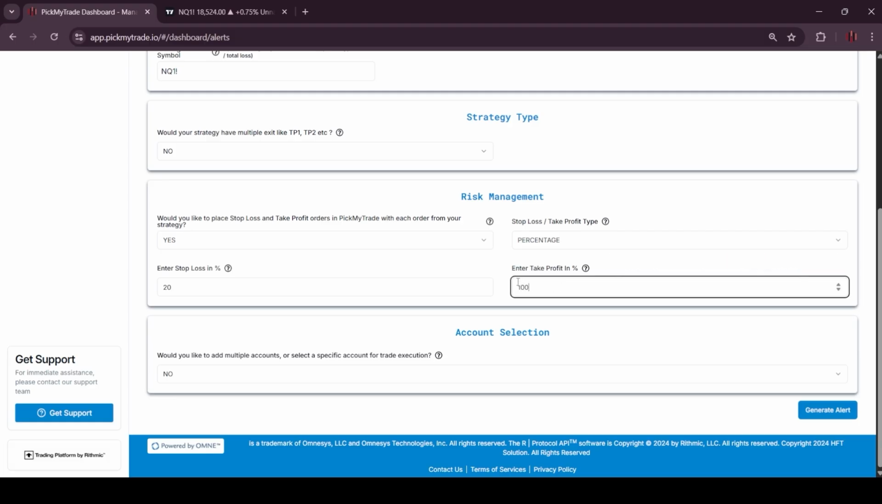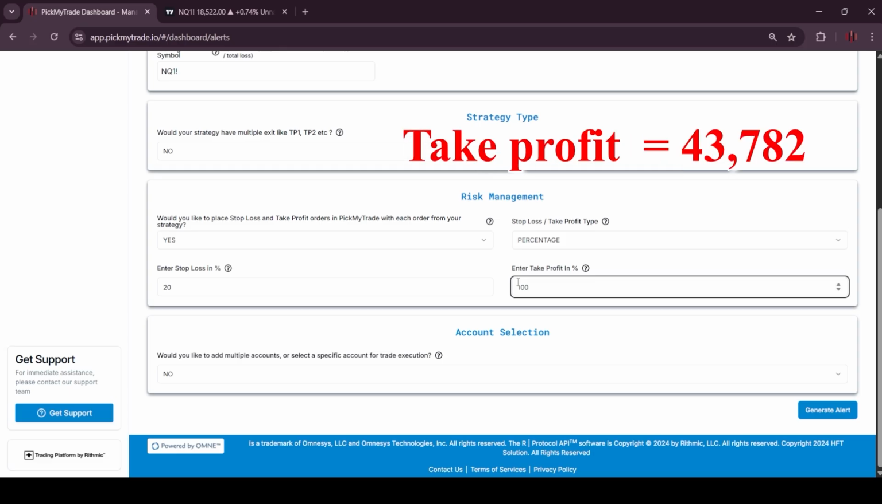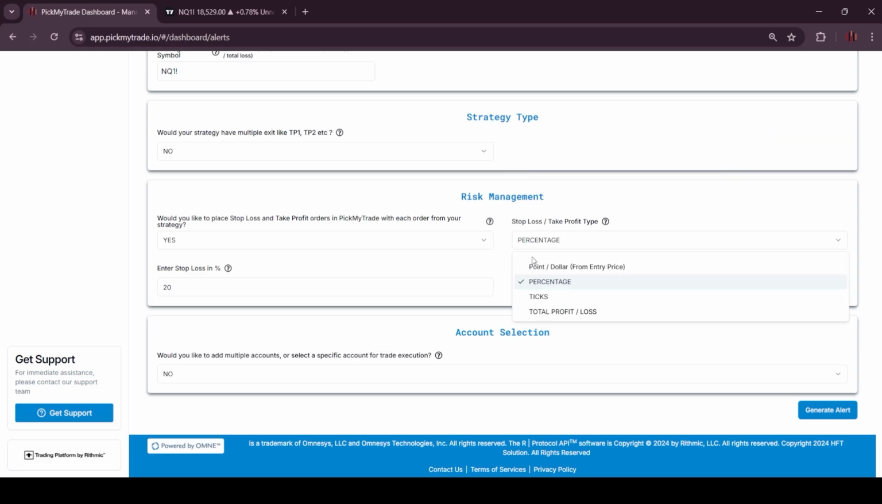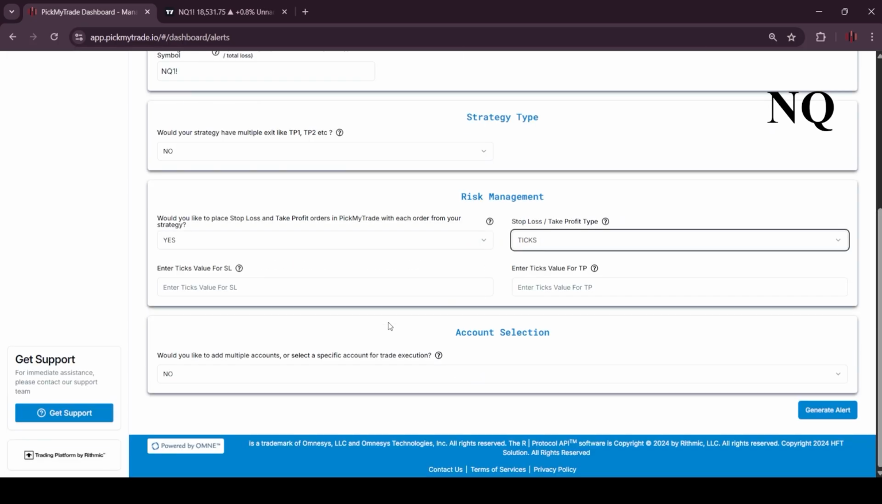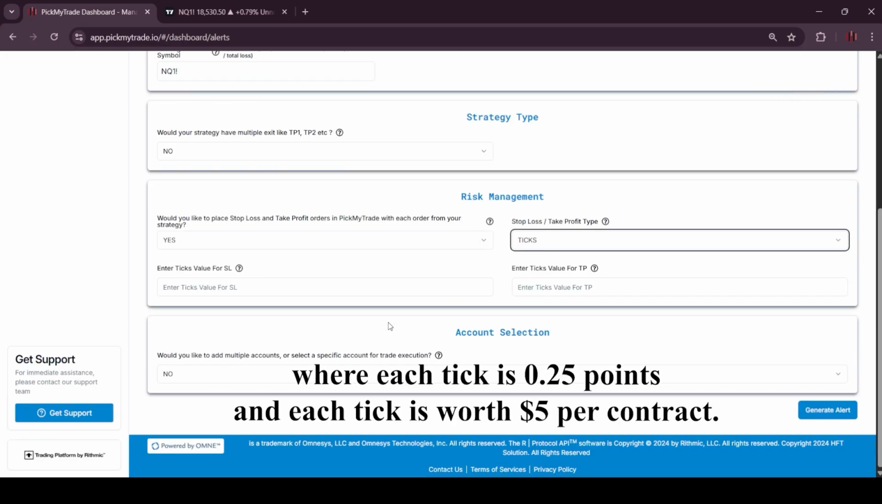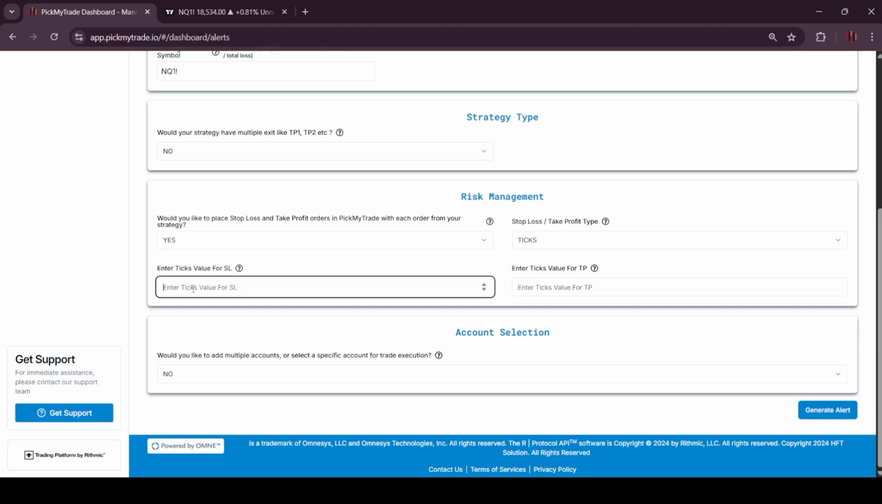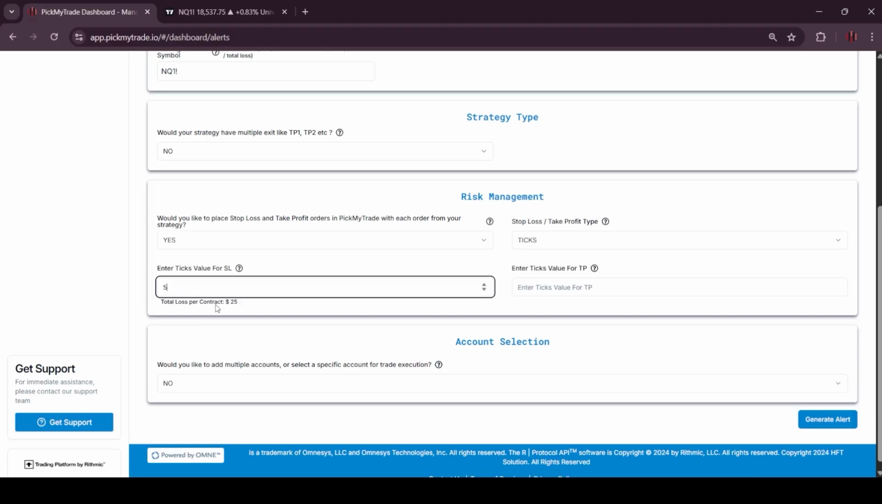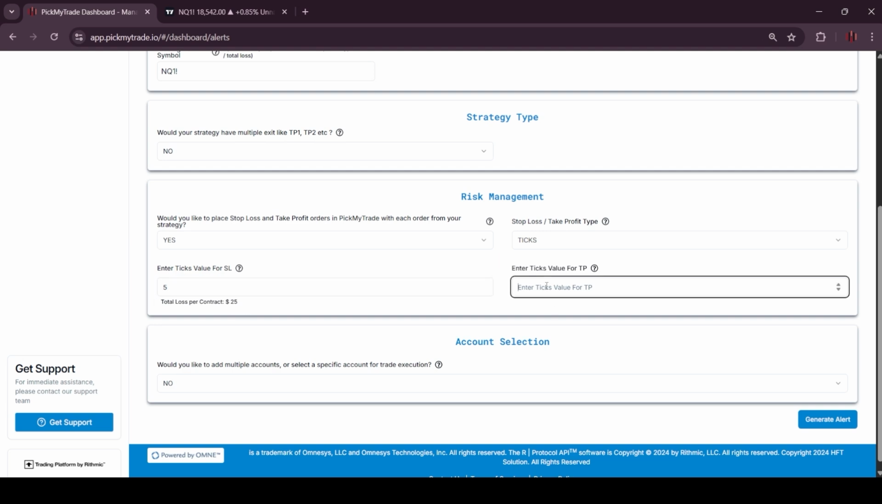So simply it will double your entry. So as your entry price is 21,891, then your take profit will be 43,782. Now let's learn about the ticks. Let's say you are trading NQ, where each tick is 0.25 points and each tick is worth $5 per contract. If you enter a stop loss of 5 ticks for one contract, the final calculation here is $25. Similarly, when you place 10 in the take profit, per contract my take profit will be $50.